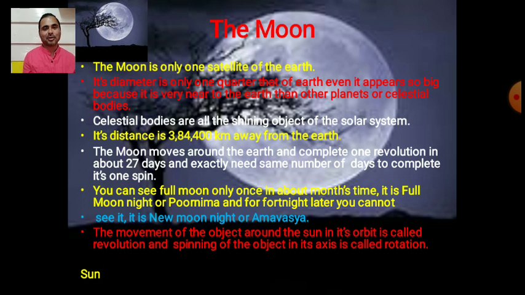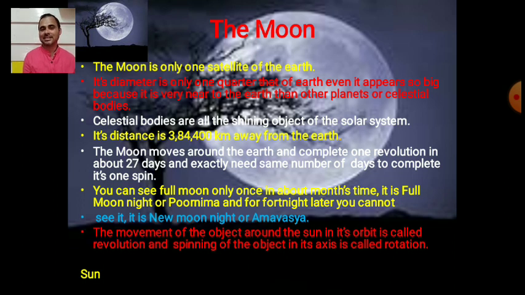Whatever shining object you see, that is the sun, the moon, the stars, the asteroids, the meteorites, no? All these shining objects are called what? Celestial bodies. Understand? Okay. Let me tell you the distance of the moon from the Earth.